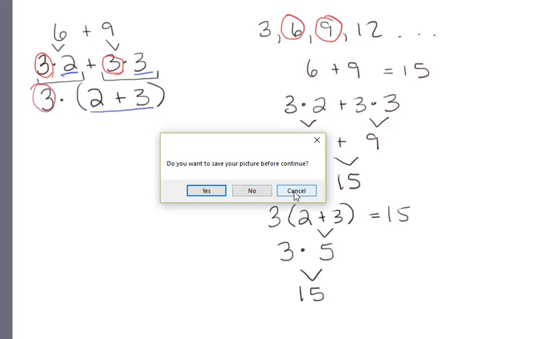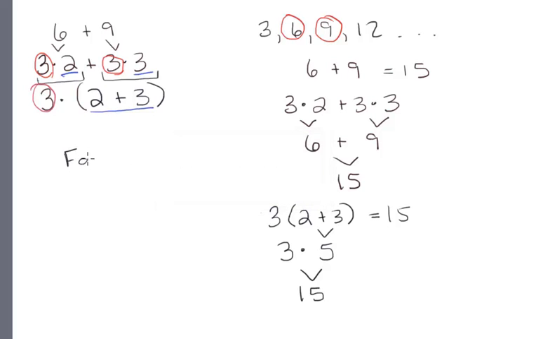So we call this factoring. I'm taking the common factor from each term and I'm putting that basically on the outside. I'm taking out a common factor and then multiplying it by the remaining terms. So let's try a new one.